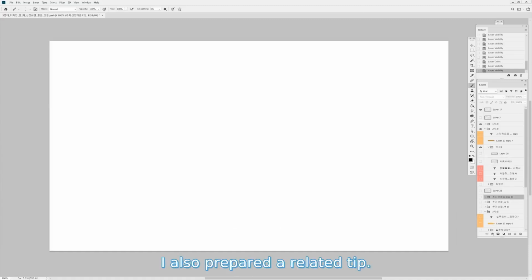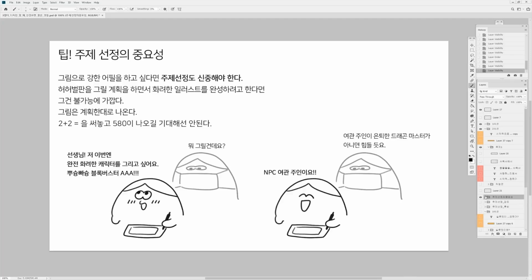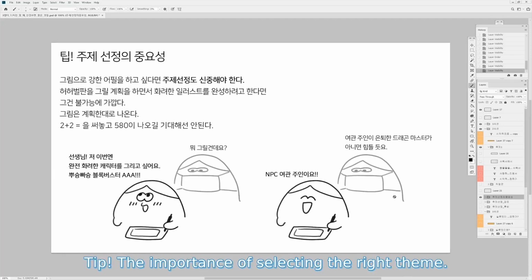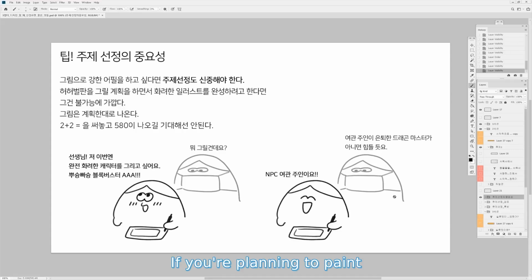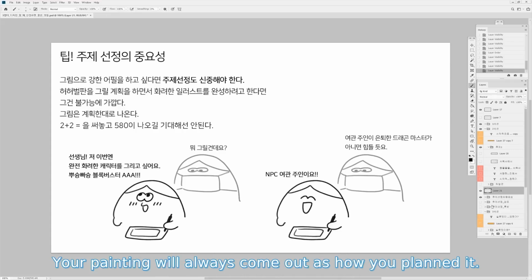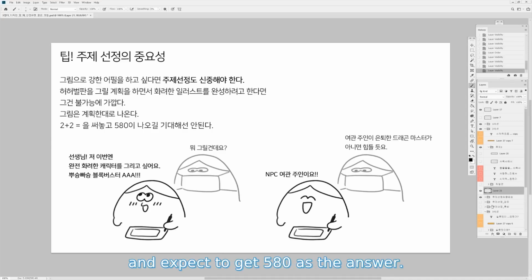I also prepared a related tip. It's the importance of selecting the right theme. Tip: the importance of selecting the right theme. If you want to make a highly appealing painting, it's important to select the right theme. If you're planning to paint an empty field that looks fancy, it's most likely not going to happen. Your painting will always come out as how you planned it. You can't write 2 and expect to get 580 as the answer.